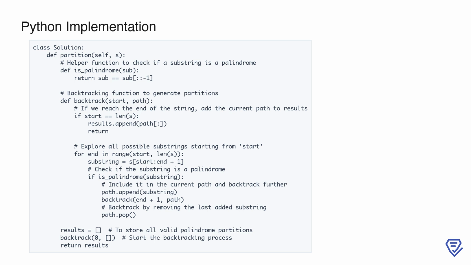This solution has a time complexity of approximately O(n * 2^n), where n is the length of the string. This is because there are 2^n potential subsets of substrings, and for each subset, we spend O(n) time to check palindromes and copy the path. The space complexity is also O(n), due to the recursion stack and path list storage.